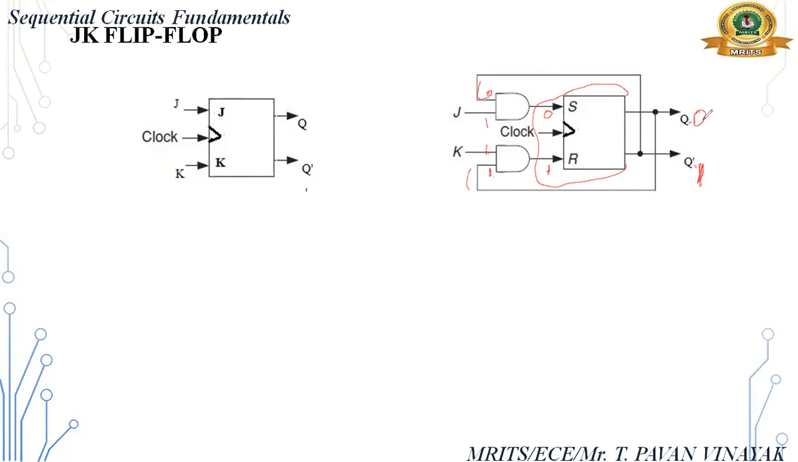Right? So what happened when J is equal to 1, K is equal to 1? When the previous state Q naught is 0, we get the present state as 1. If the past state is 1, the present state is 0, right? So 0 gives 1 and 1 gives 0, which means the complement of the previous state. So we get the complement of the previous state, right?